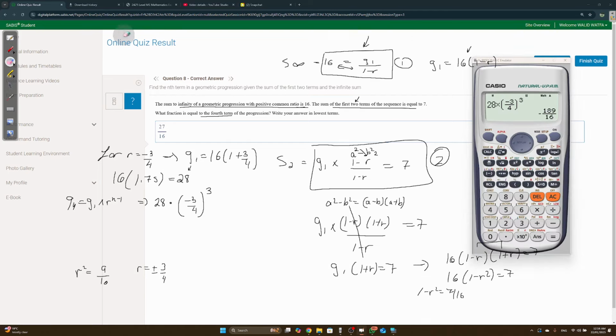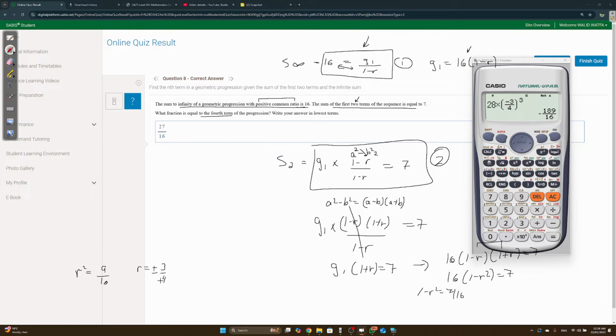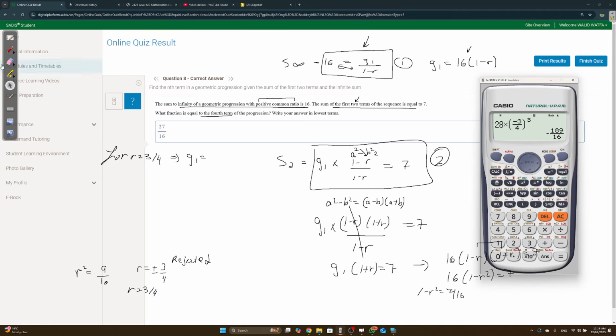One second. I just realized you're going to get the wrong answer. I just reread the question. They said positive common ratio. I didn't see that, so negative 3 over 4 will definitely be wrong. I was just doing this to see if it's correct. So you can skip this, and directly over here, you're going to say r equals 3 over 4, because the negative value is rejected. Right? So, for r equals 3 over 4, g1 is equal to 16(1 minus r).